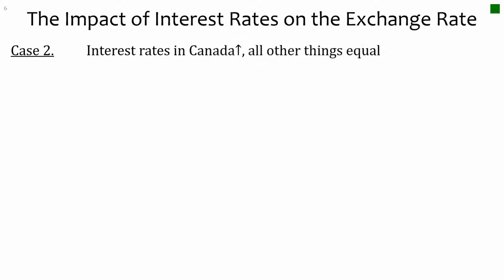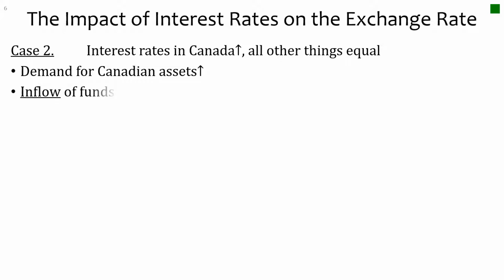A second case is when the interest rates in Canada increase, all other things being equal. This is really exactly the opposite of the first. So you can guess it's going to be exactly the opposite diagram, exactly the opposite result. But the process is a little bit different, so you have to watch out here. The idea is that the demand for Canadian assets will increase because Canadian assets are more attractive to the investors. And that's going to result in inflow of funds to Canada. So there's an increase in demand for Canadian dollars.